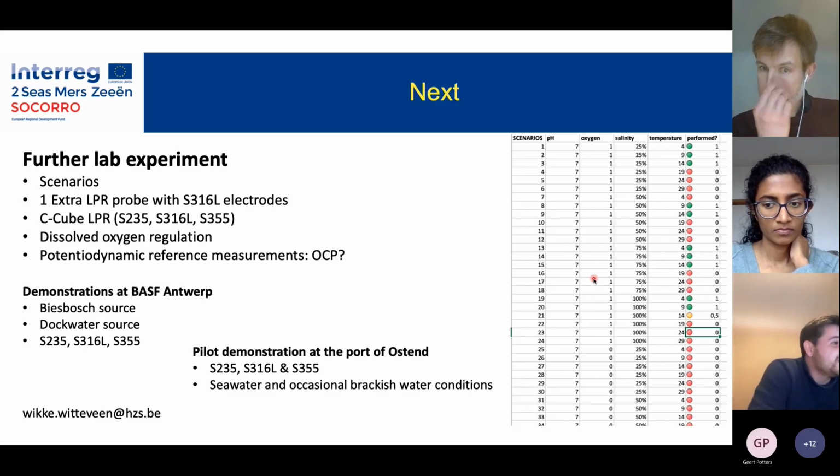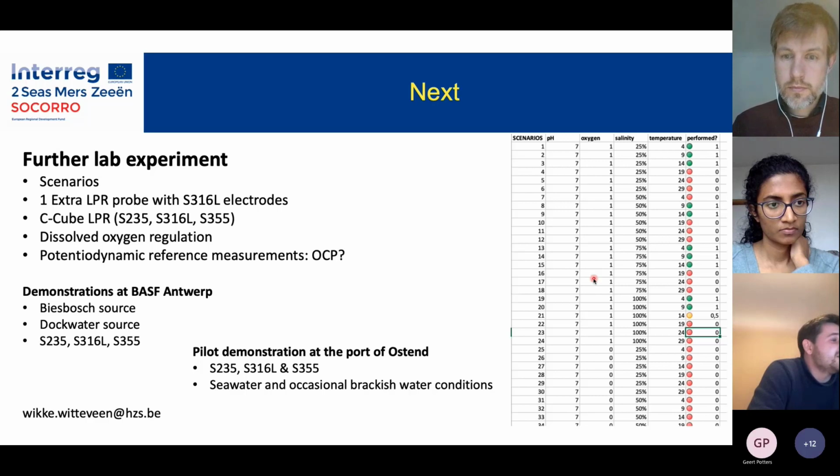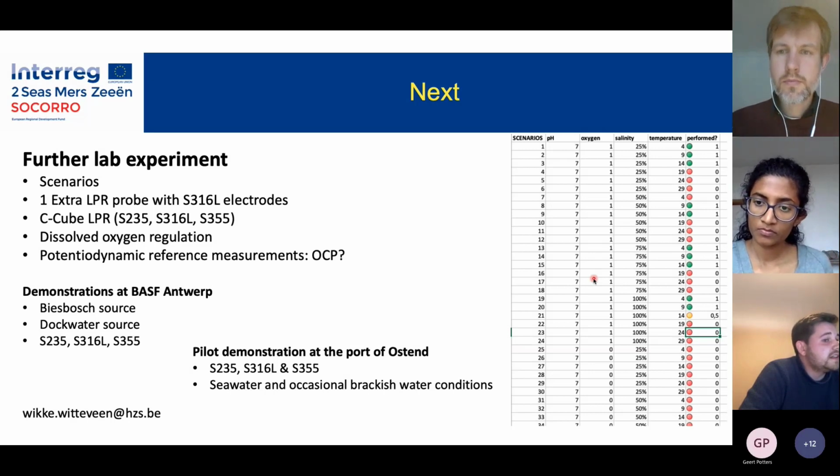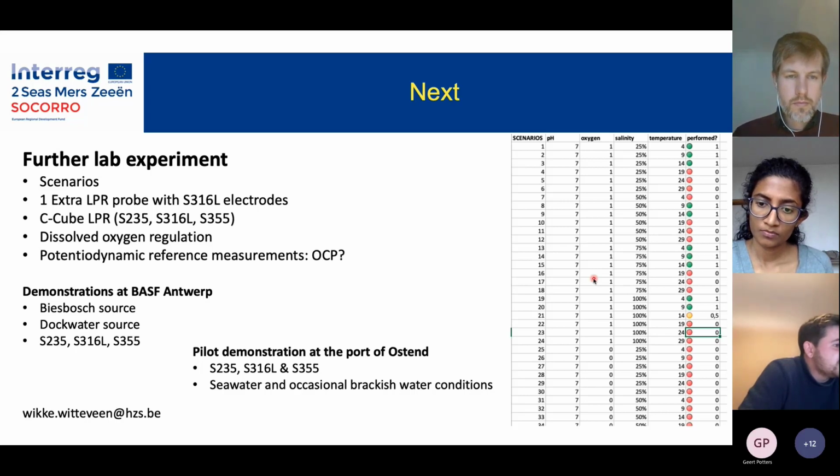The next step is the lab experiment, which will be further performed for seawater. I will change the scenarios a little bit according to the pre-processing filter. And right now, demonstrations at the Antwerp facility of BASF and at the port of Ostend are being set up.